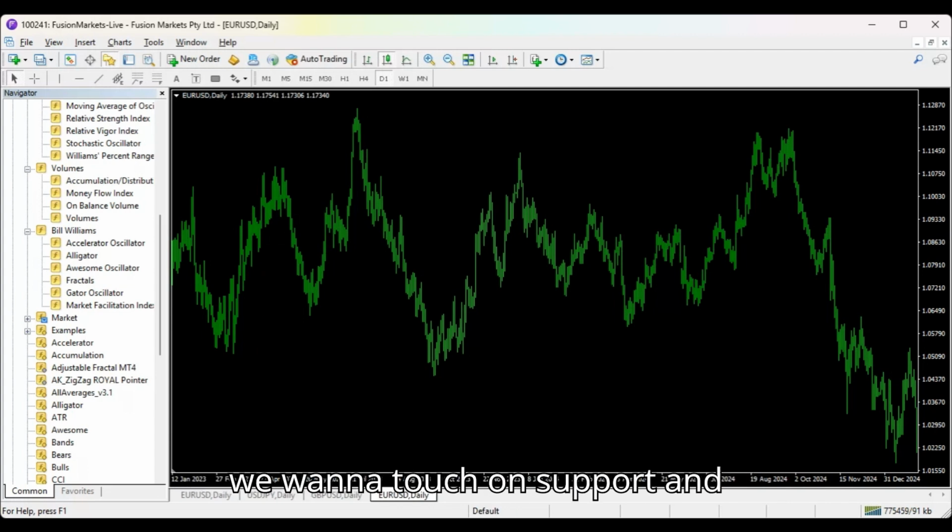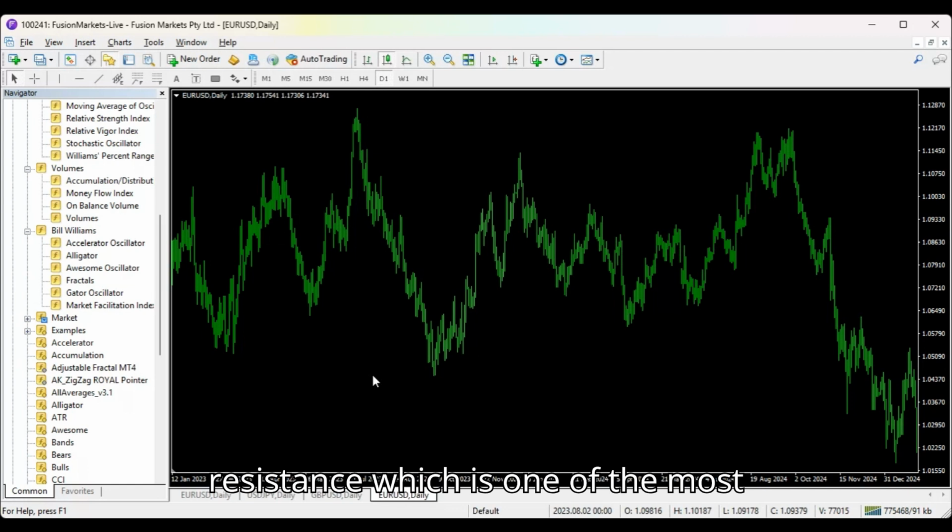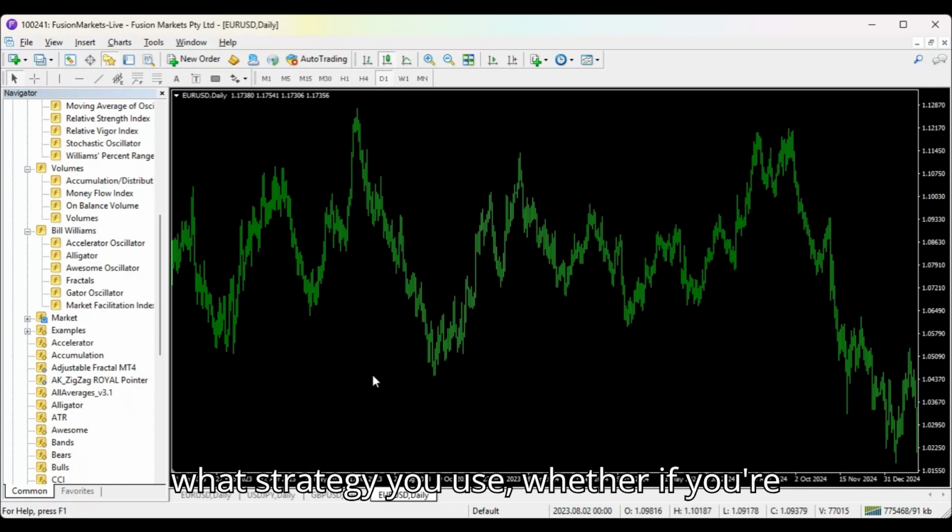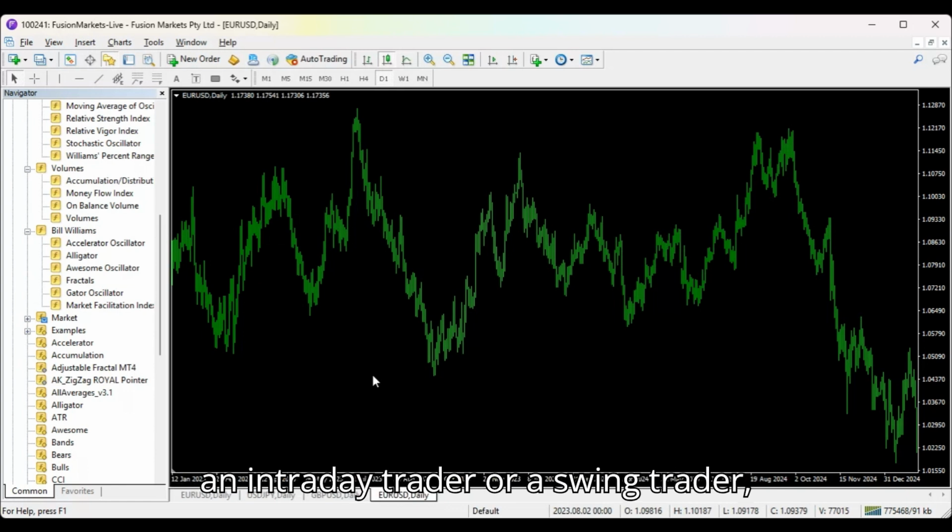Today's tutorial we're going to touch on support and resistance, which is one of the most critical bits of knowledge you need to have as a trader. If you're serious about reading charts, understanding this concept is going to be key no matter what strategy you use. Whether you're an intraday trader, a swing trader, a Fibonacci trader, or an Elliott wave trader trying to find points of confluence, it doesn't really matter. This topic is the crux of it all. It's important for you to know how to find key support and resistance.